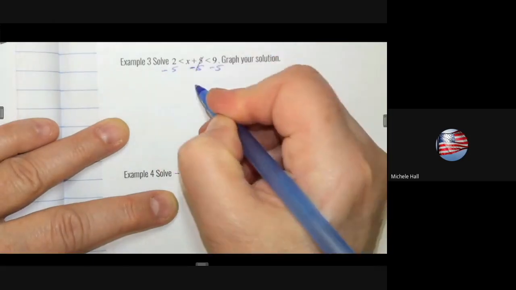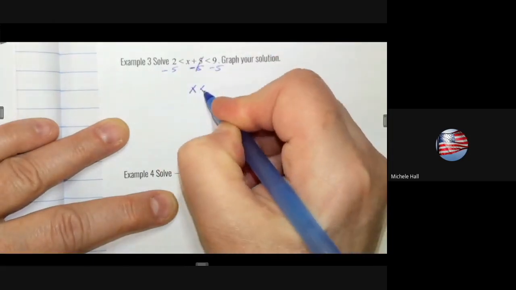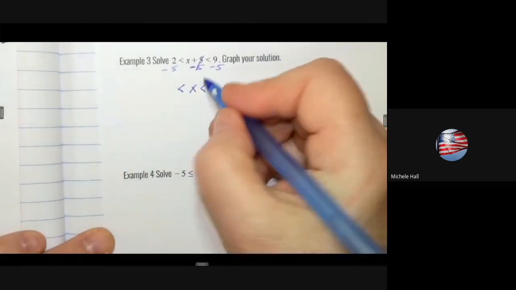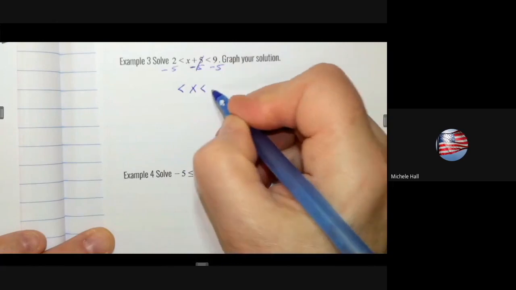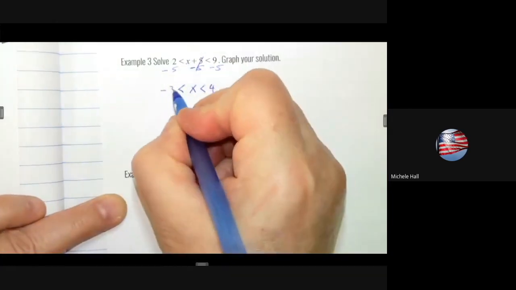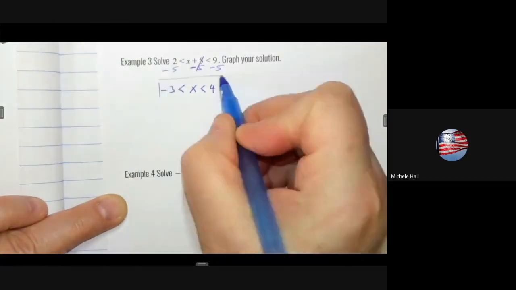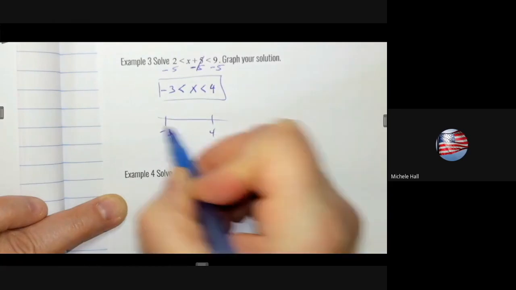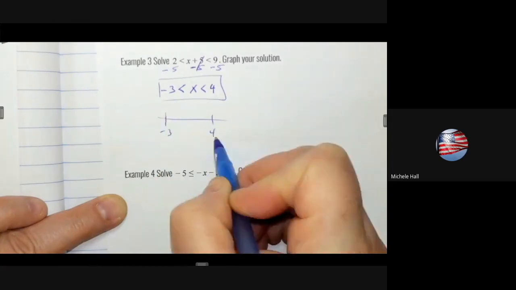Here they cancel, and we have x, and we have the same symbols. We're not multiplying or dividing by a negative. We're just adding and subtracting. 9 minus 5 is 4. 2 minus 5 is -3. And now I graph. -3, 4. My number line is set up least to greatest.